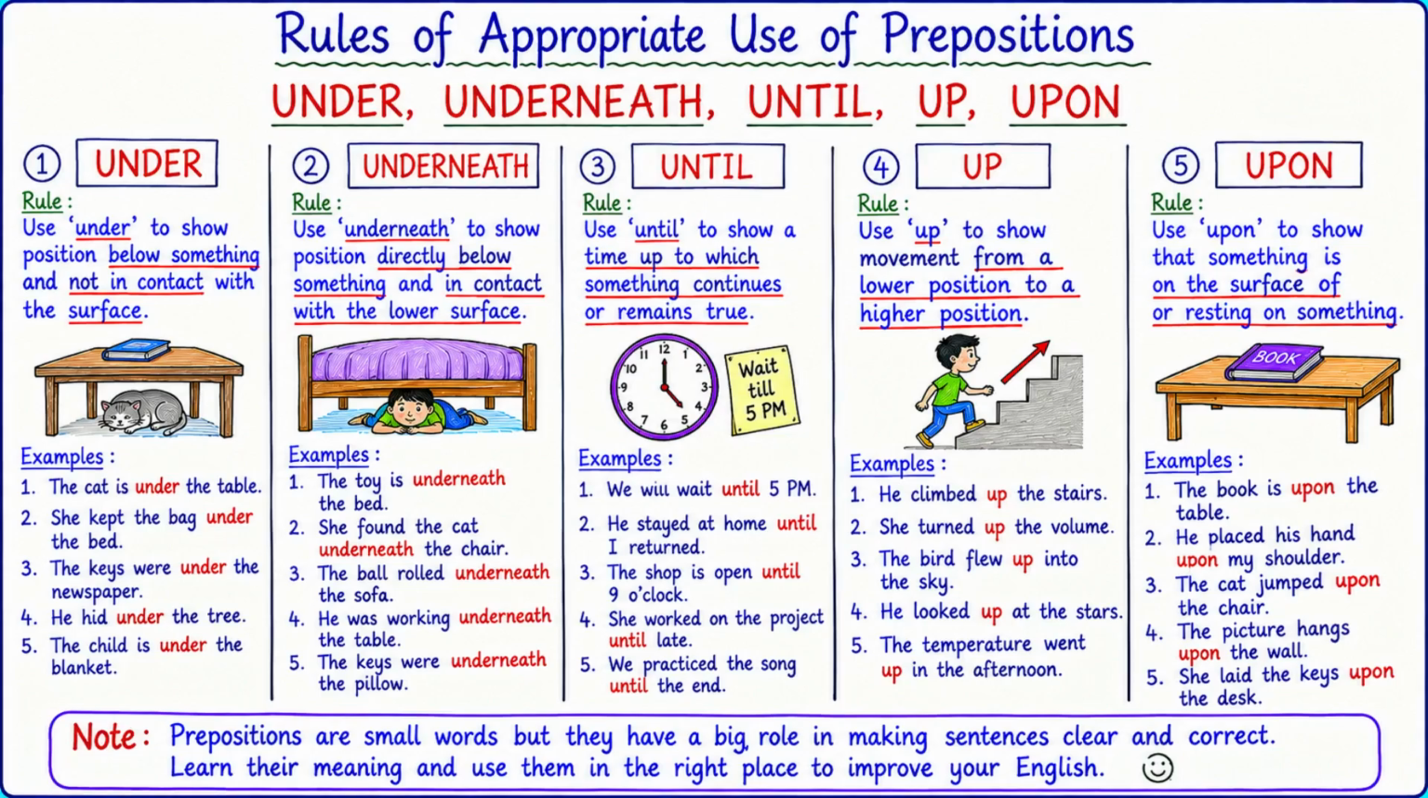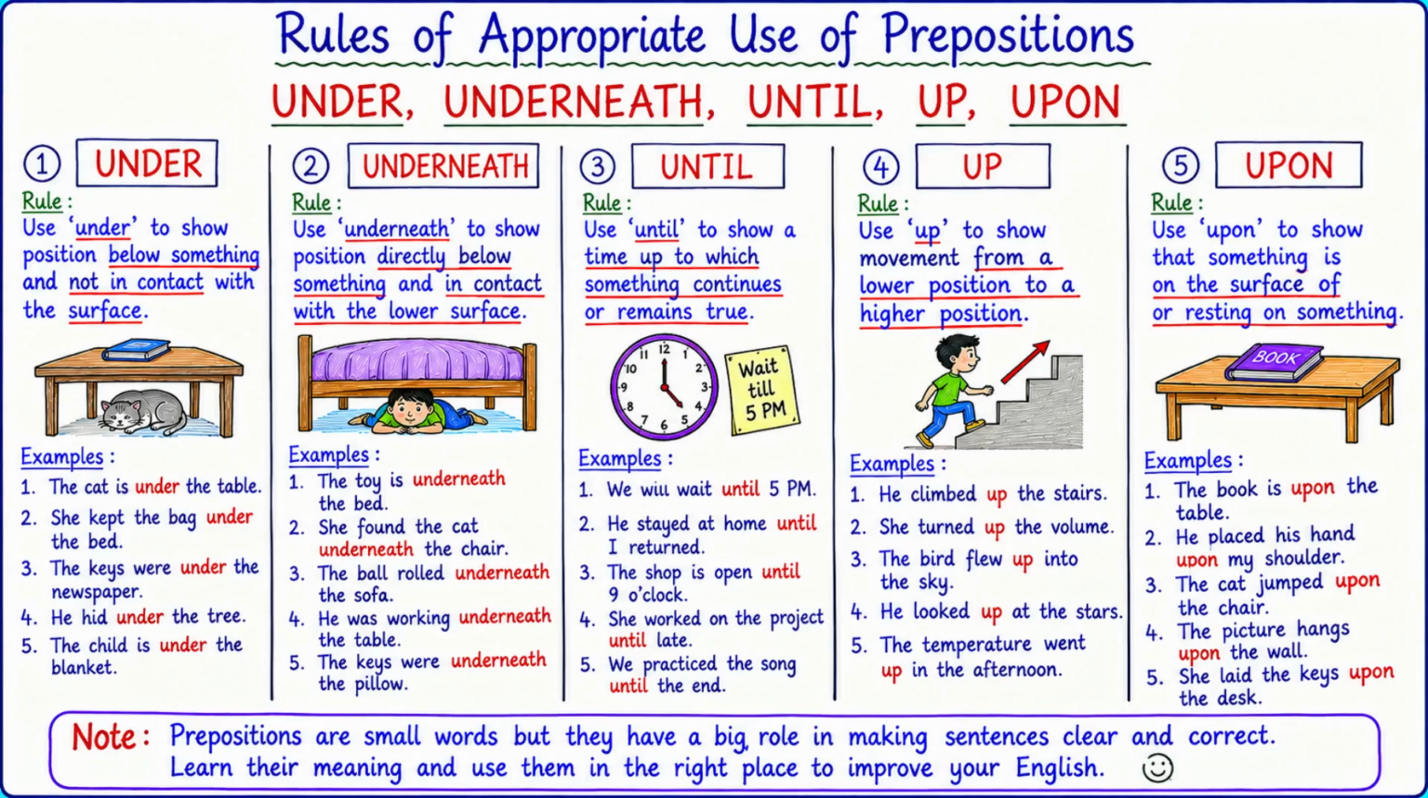4. The picture hangs upon the wall. The picture is positioned on the wall. 5. She laid the keys upon the desk. She placed the keys on the desk. So, remember, upon means on or onto something, often in formal or literary English. For example, upon the table, upon the wall, upon my shoulder. In everyday modern English, on is usually more natural, while upon can sound more formal.